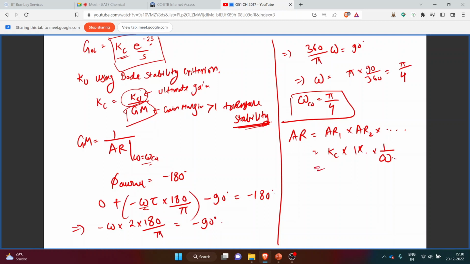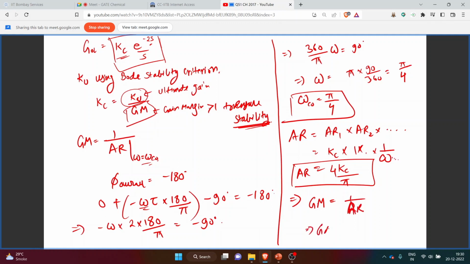So now we can replace the value of omega, since we have to find the amplitude ratio with crossover frequency as pi by 4. So this will become Kc upon pi. That is, amplitude ratio will become 4 Kc upon pi. So from that we can write the gain margin as 1 upon amplitude ratio. That is, gain margin will become pi upon 4 times Kc.